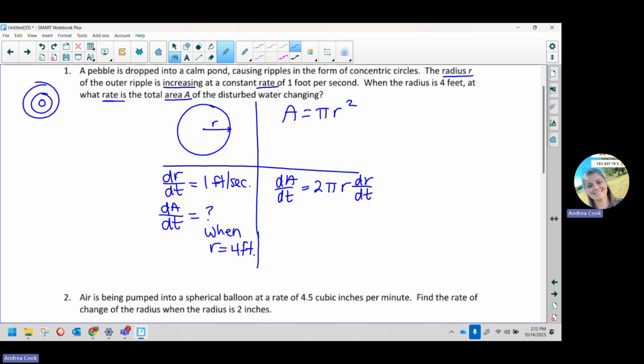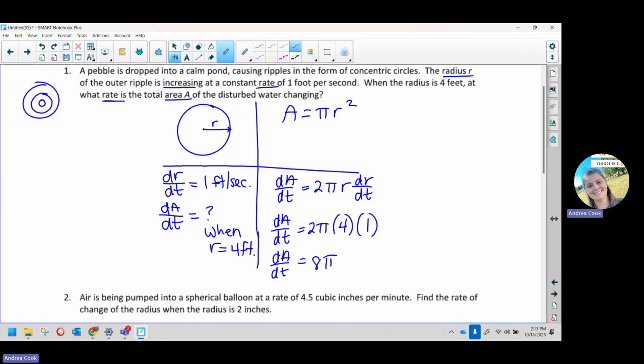Now we can plug in our rates and our when values. By when values, I mean the radius of that circle in the water is not always 4. It changes over time, but I'm freezing time when the radius is 4 and finding the change in area. So I'm looking for dA over dt: 2 pi when r is 4, and dr over dt was 1. So 8 pi. So dA over dt is 8 pi.